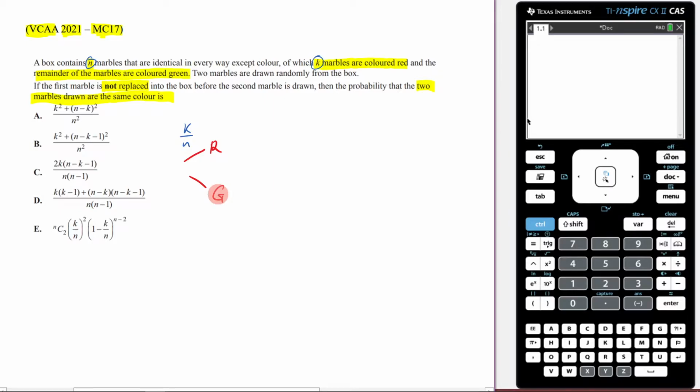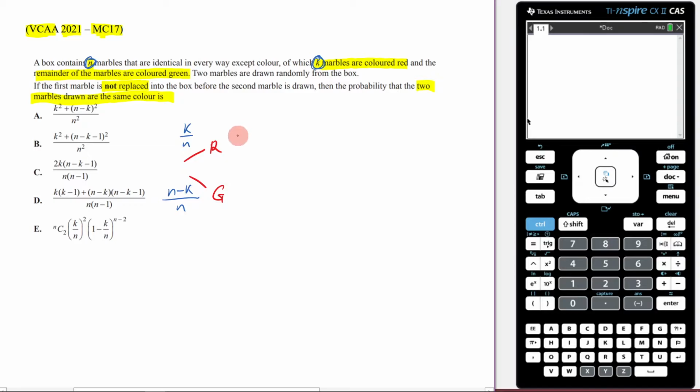Now, what's the probability of pulling out a green marble? Well, there are N marbles in total, and K of them are red, so we're simply going to take the total amount of marbles and subtract away the red ones, because we know that the remainder of these marbles are colored green. So N minus K represents the amount of green marbles. Then you divide that by the amount of marbles in total to get the probability of pulling out a green. All right, a lot of words there, but hopefully that made sense.